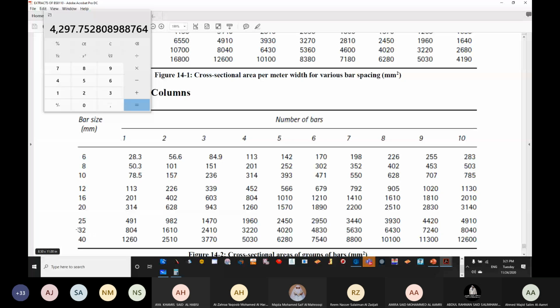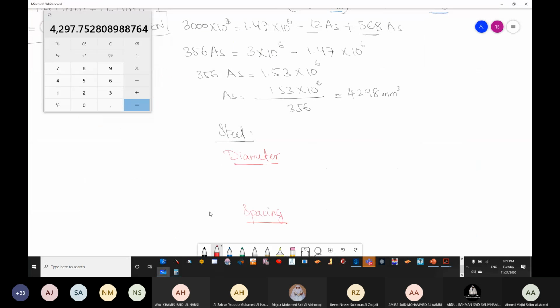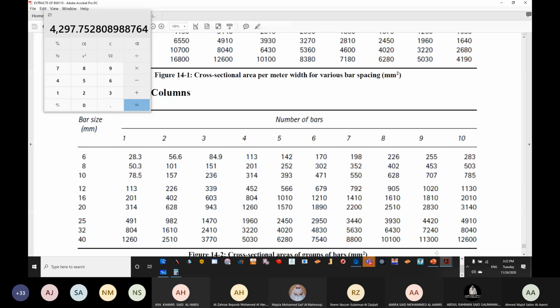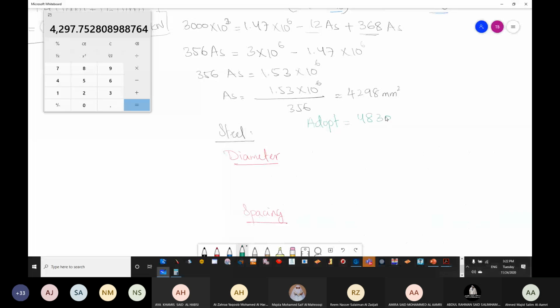So I would rather go for 32. Let's say 32 and 6 bars. So 32 and 6 bars is going to give you an answer of 4,830. Okay, so we are going to adopt 4,830, which is representing 6 bars of 32 diameter. So my diameter is 6 bars of 32 diameter.